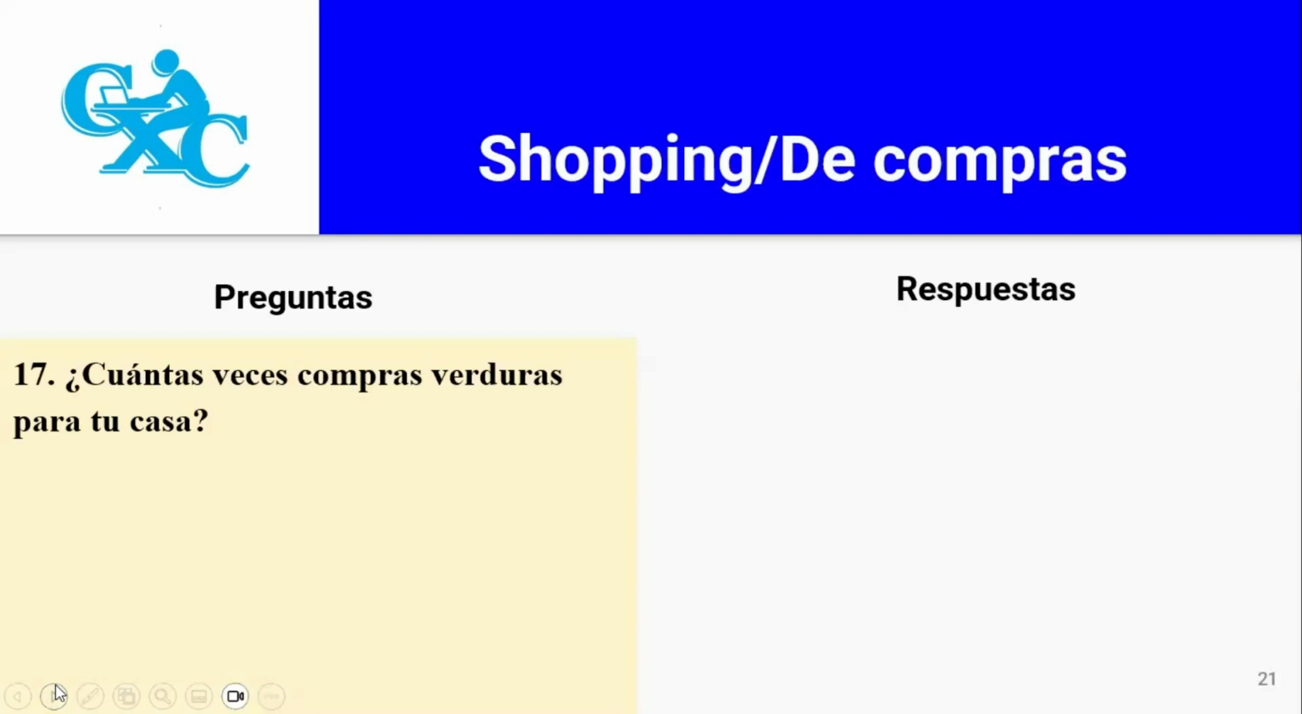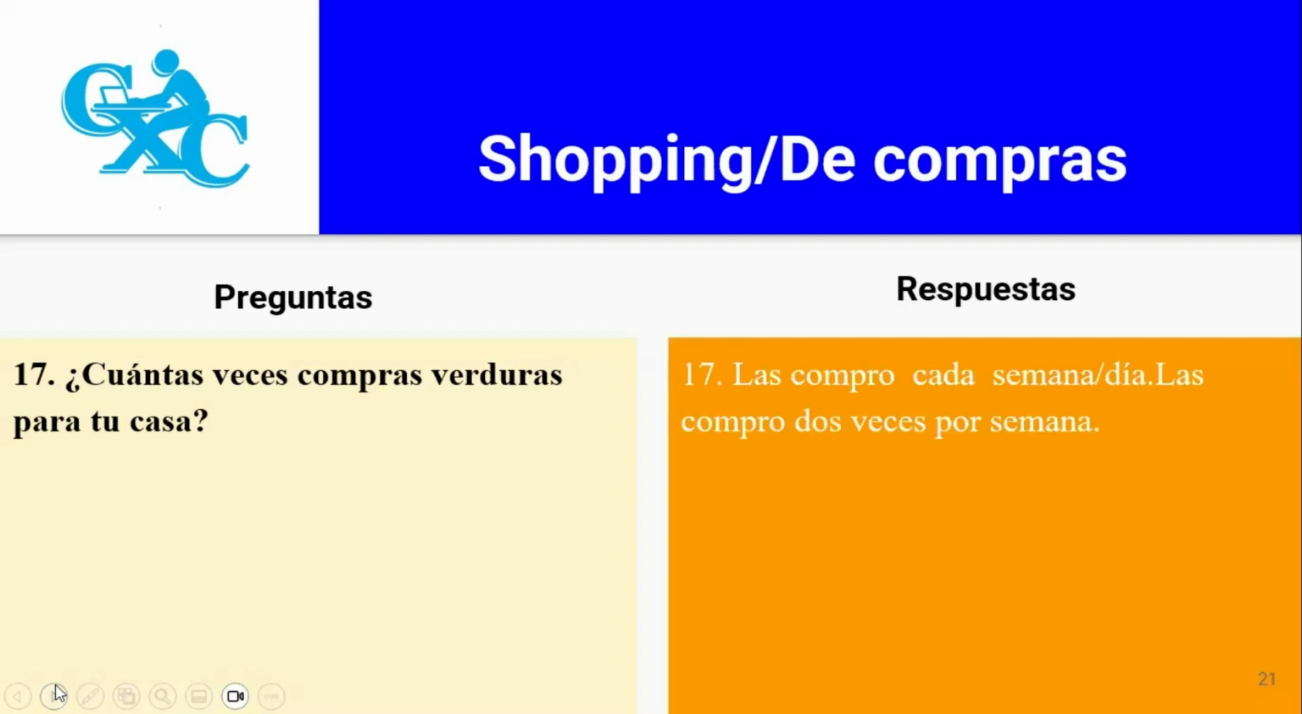¿Cuántas veces compras verduras para tu casa? Las compro cada semana, cada día. Las compro 2 veces por semana. Excelente. All right. So giving you some time to just look at the question here, look at the possible response. All right, students? Muy bien. Now let us look at another question.